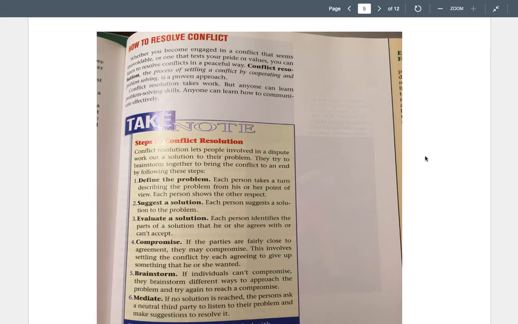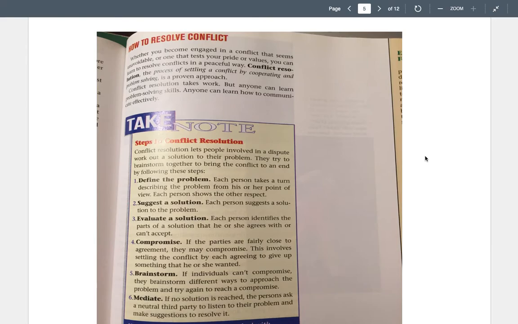So this says here, steps to conflict resolution. Conflict resolution lets people involved in a dispute work out a solution to their problem. They try to brainstorm together to bring the conflict to an end by following these steps. So number 1, you should define the problem. Like, what is the problem? What is the problem with the situation, an individual, an argument, a conflict? Each person takes a turn describing the problem from his or her point of view. Each person shows the other respect.